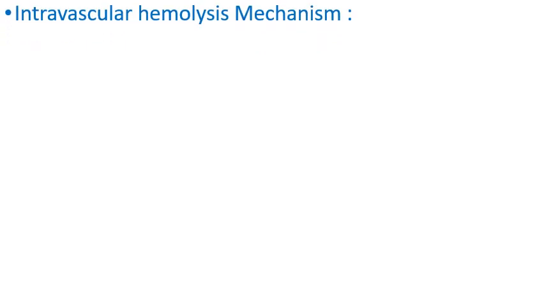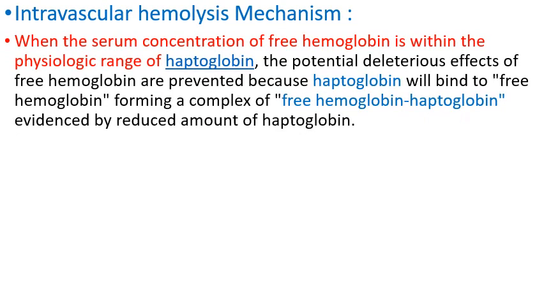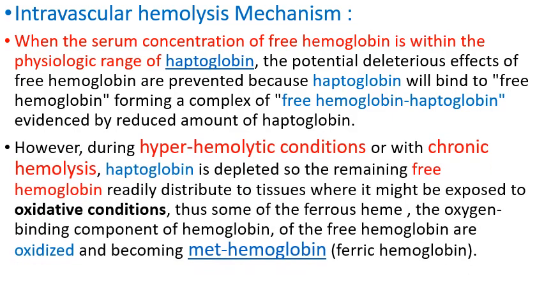Now we are coming to discuss the intravascular hemolysis mechanism. When the serum concentration of free hemoglobin is within the physiologic range of haptoglobin, the harmful effects of the free hemoglobin are prevented, because the haptoglobin will combine with the hemoglobin and form the free hemoglobin-haptoglobin complex. While in hyperhemolytic conditions or in chronic hemolysis, haptoglobin is depleted because it is consumed by hemoglobin. So the remaining free hemoglobin readily distributes to the tissue and is exposed to oxidative conditions.